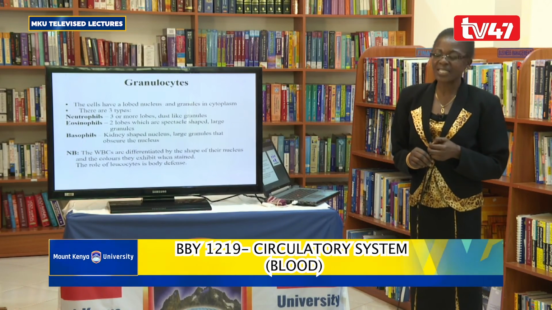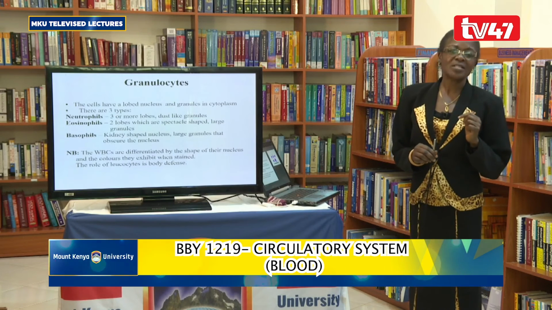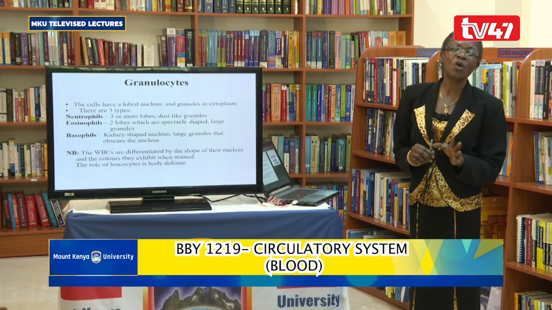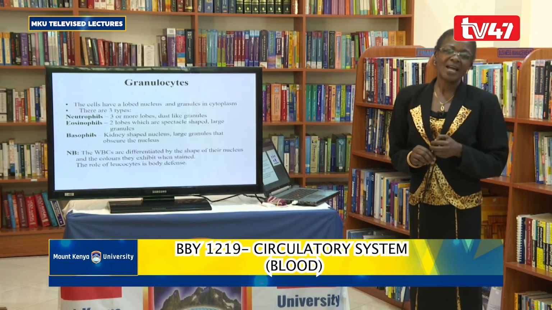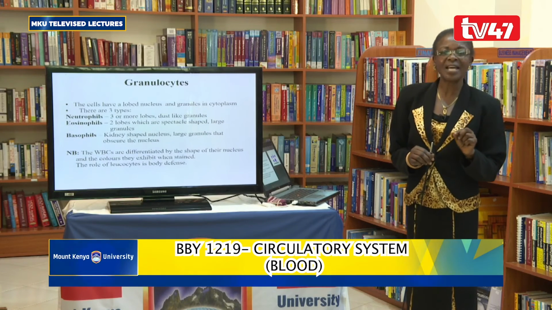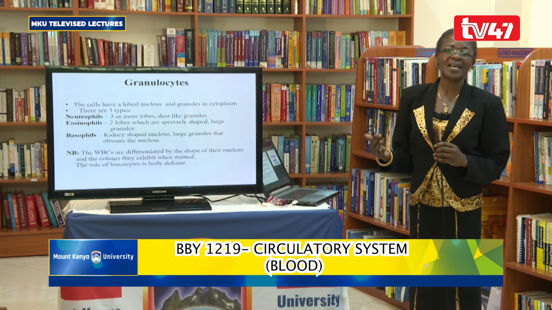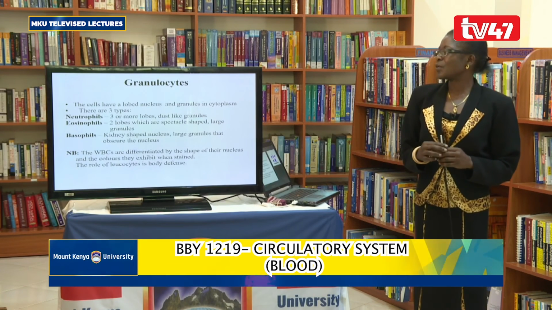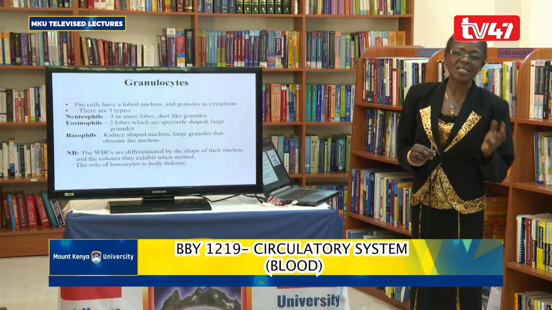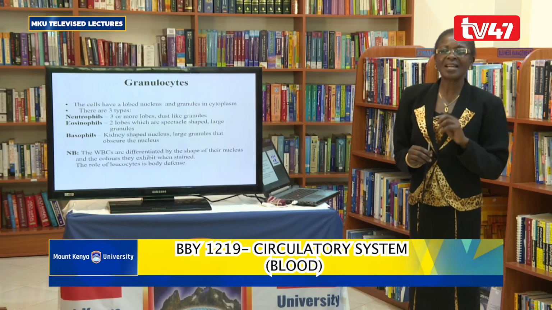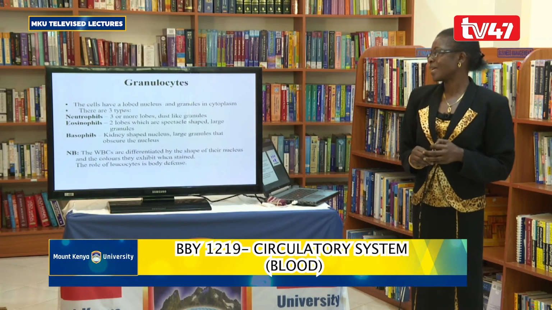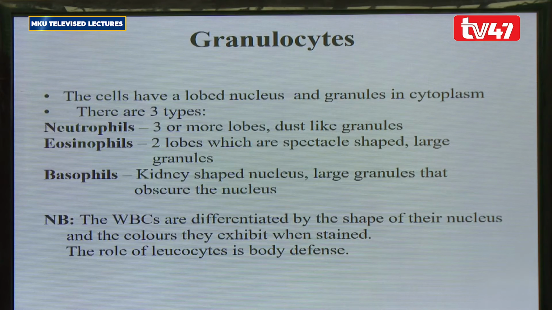To differentiate the three, the neutrophils have 3 or more lobes in the nucleus, and they have very fine granules in the cytoplasm. The eosinophils, on the other hand, have 2 lobes in the nucleus, so we say the nucleus is spectacle-shaped, and they've got larger granules in the cytoplasm. The basophils have a kidney-shaped nucleus and very large granules in the cytoplasm that almost obscure the nucleus.